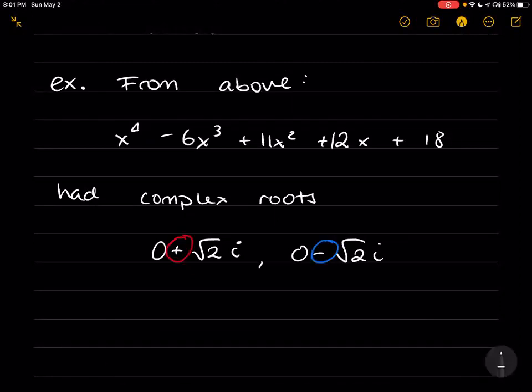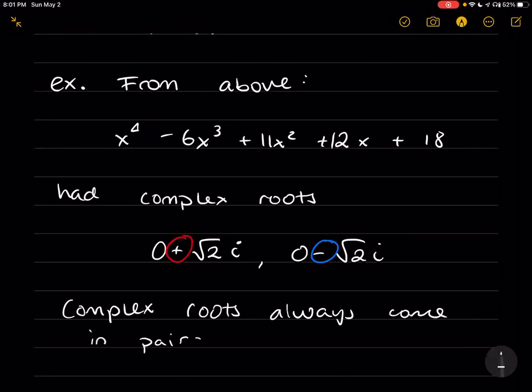So complex roots always come in pairs. Complex roots, they don't want to go anywhere without their buddies. You see one of them, you're going to have to see the other. That will always happen as long as your coefficients are real, which ours are.